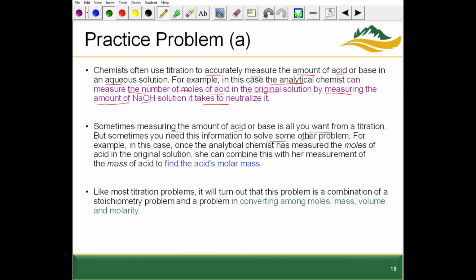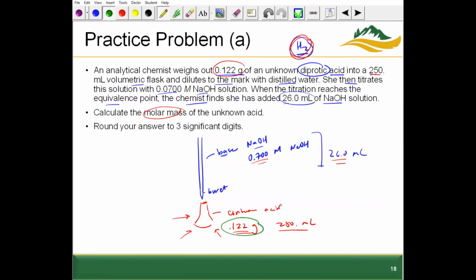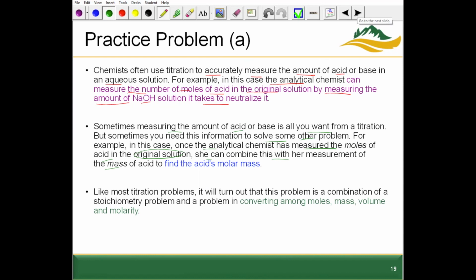In this case, once the analytical chemist has measured the moles of acid in the original solution, she can then combine this with her measurement of the mass of the acid, this much mass of the original amount of acid, to find the acid's molar mass. So there are different styles of titration problems. Here we're going to find the acid's molar mass.